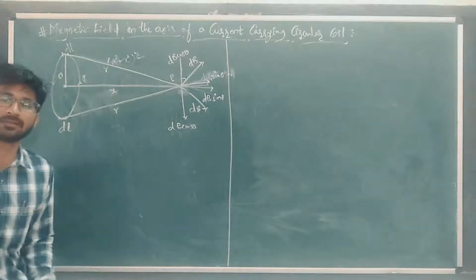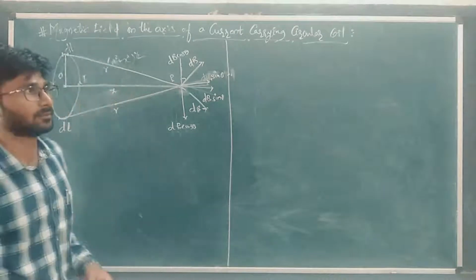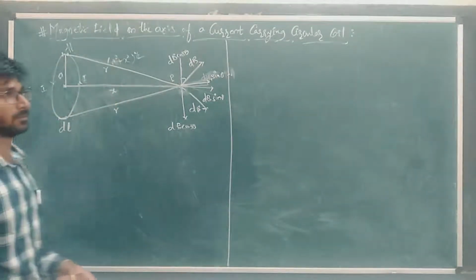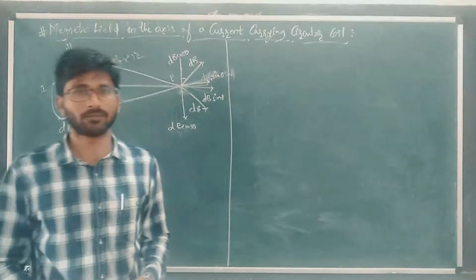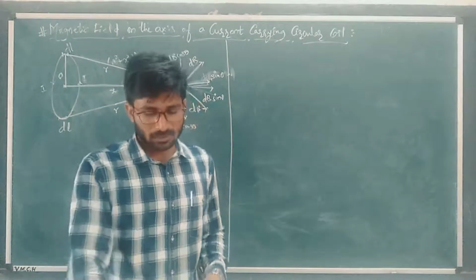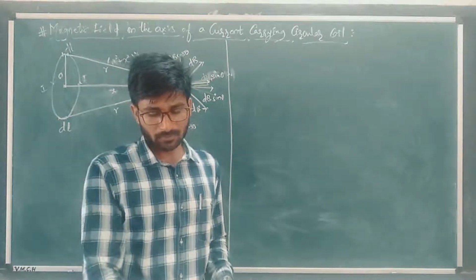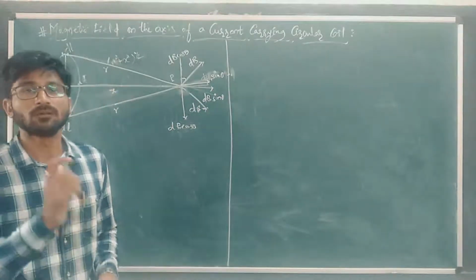In the previous class, we discussed all about the Biot-Savart law. In this class, we will study the important concept of the magnetic field on the axis of a current carrying circular coil. The very important thing here is that we are going to find the magnetic field on the axis.